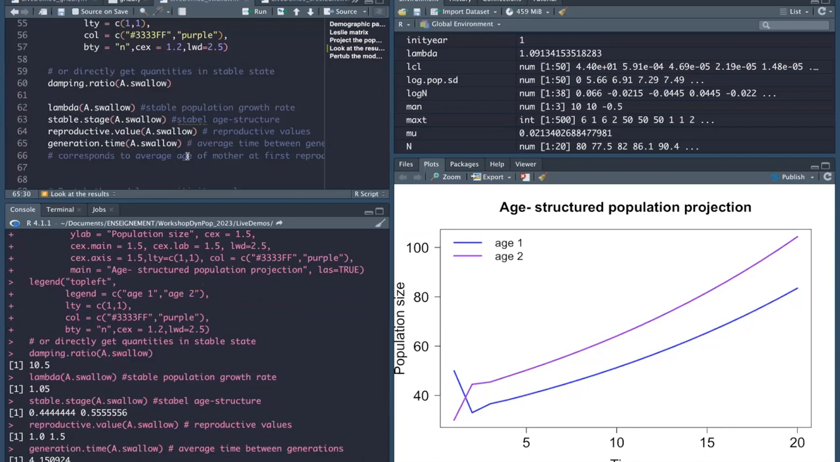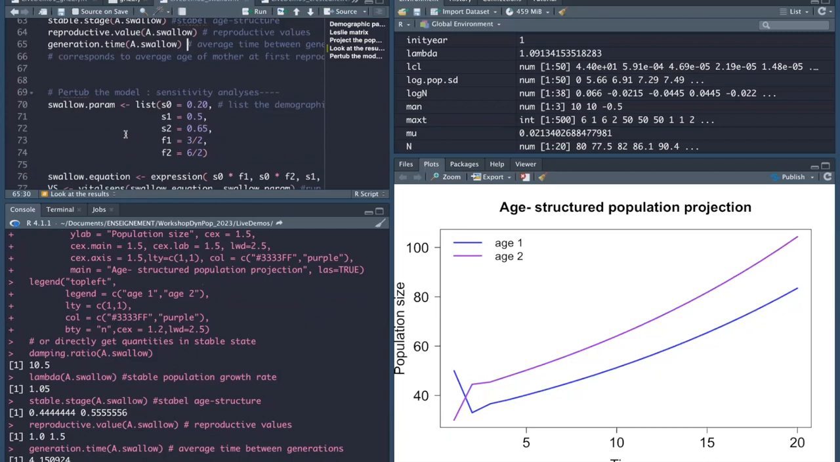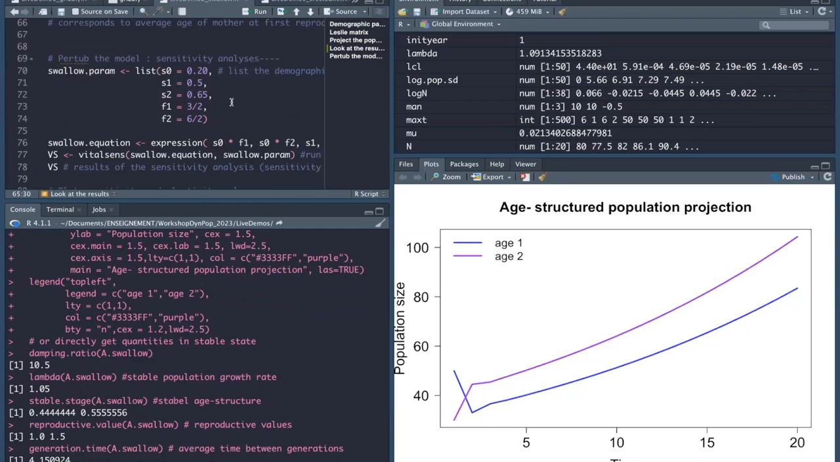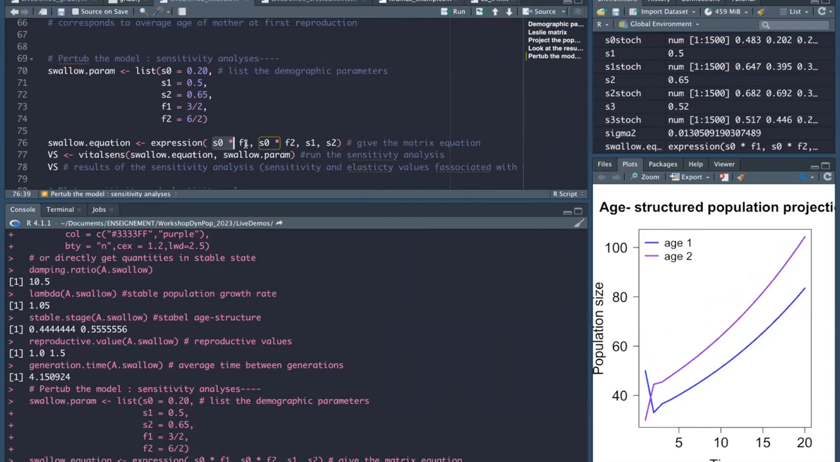And we could look at how these parameters change when we change some of the demographic parameter in the Leslie matrix. So that would be running a sensitivity analysis. So that's what we're trying to do here. I create an object that is called swallow.param with the different demographic parameters that are in the Leslie matrix, and then specify the equation of the Leslie matrix. And that's just useful in case you have several parameters that are appearing in a single cell of the matrix.